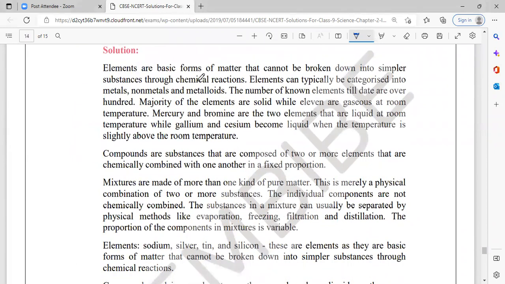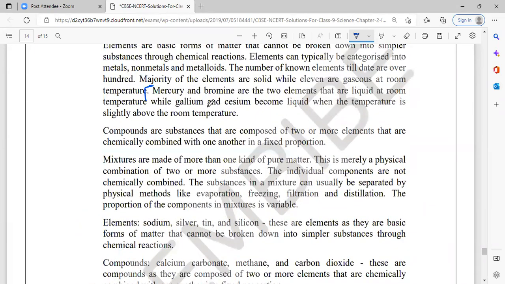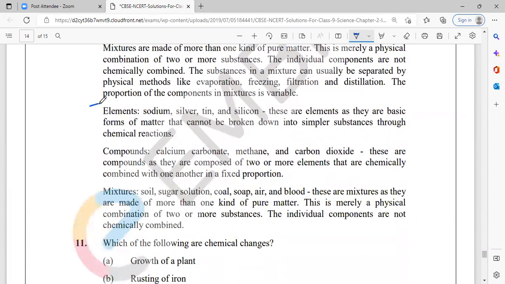Okay. So elements are basic forms of matter that cannot be broken down into simpler substances. Okay. So over here, mercury and bromine are two elements that are liquid at room temperature, while gallium and cesium become liquid when the temperature is slightly above room temperature. So over here, you know everything about these elements. So these are the things.